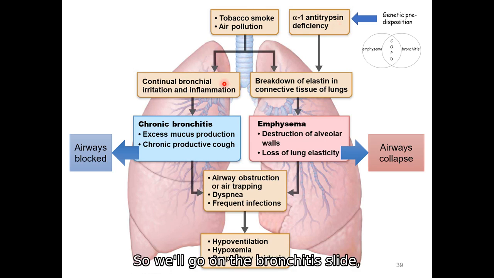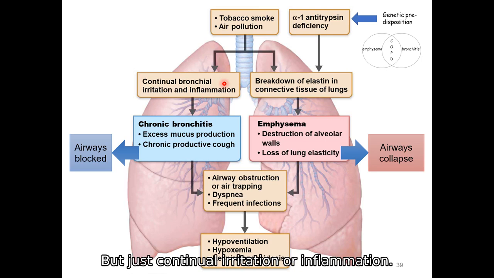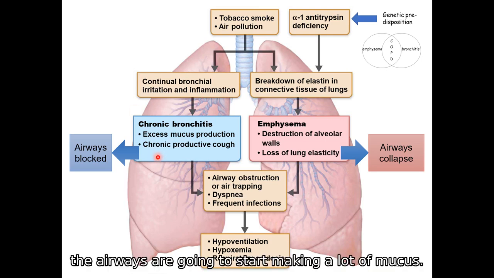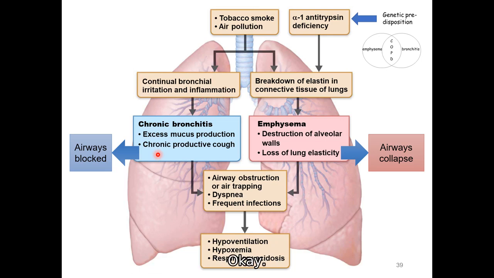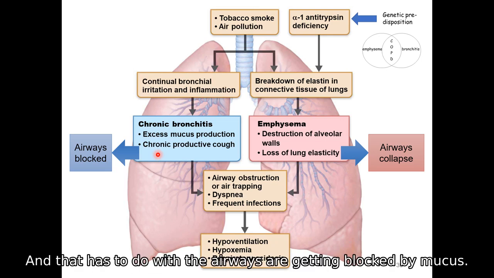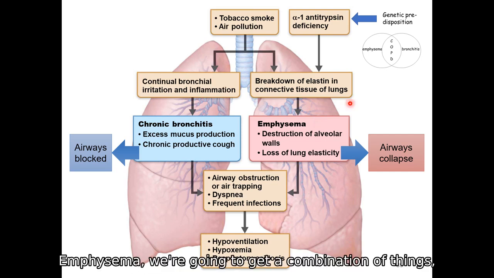So we'll go on the bronchitis slide, because bronchitis can also be caused by infectious diseases, but just continual irritation or inflammation. What happens is the airways are going to start making a lot of mucus. And so typically a calling card of bronchitis is a wet, chronic cough. That has to do with the airways getting blocked by mucus. Emphysema is a little bit different.